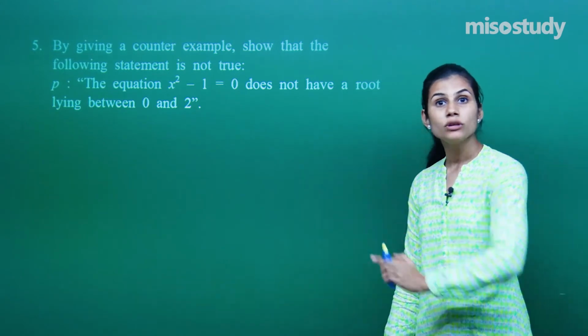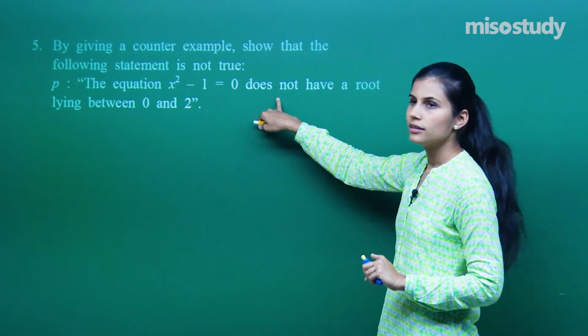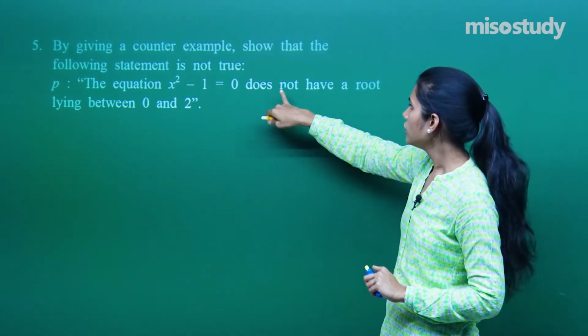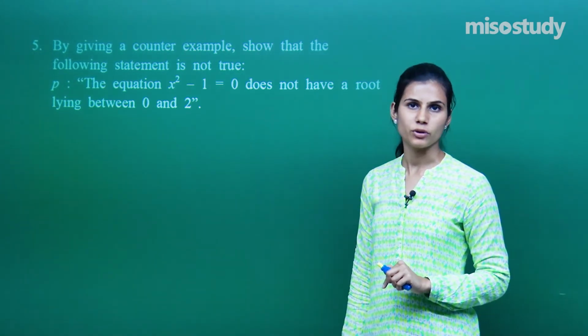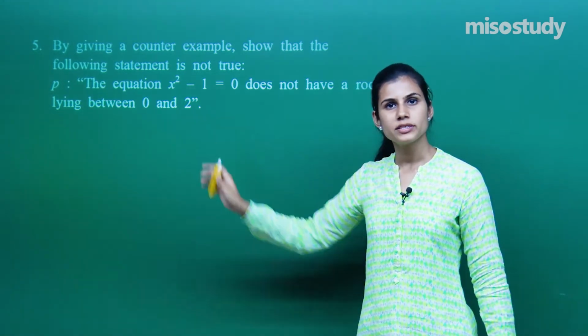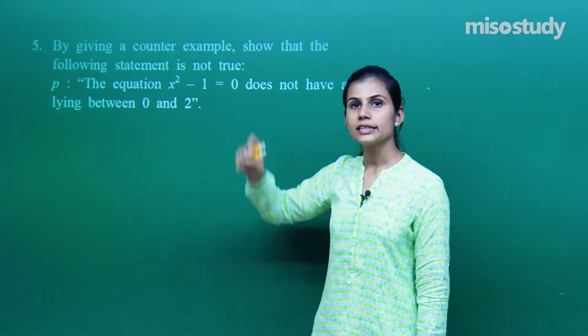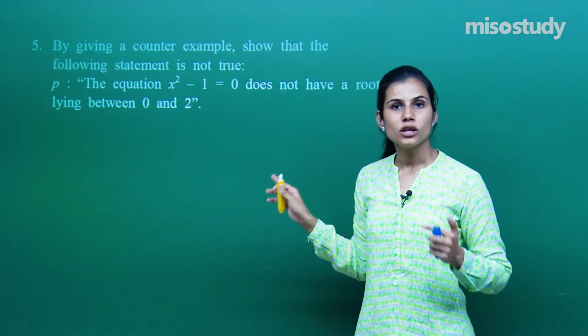If I need to counter this statement, that means prove this is false, I need a particular root between 0 and 2 of this equation. This is saying there absolutely exists no root between 0 and 2 of this equation. That means there is no value of x between 0 and 2, which when you plug in this equation, it gets satisfied. How will I be falsifying this statement?